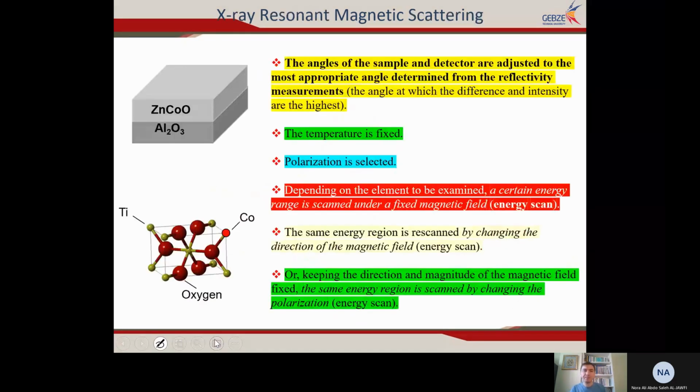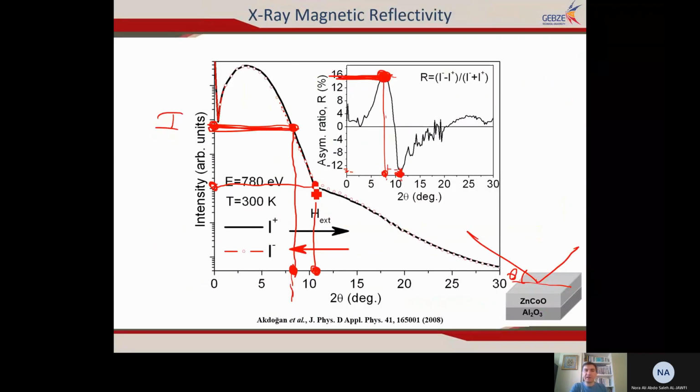Okay, then let's carry out real XRMS experiments. The topic is XRMS. We would like to carry out XRMS experiments. We have done the X-ray magnetic reflectivity measurement, and we have determined the best 2 theta and theta angles.